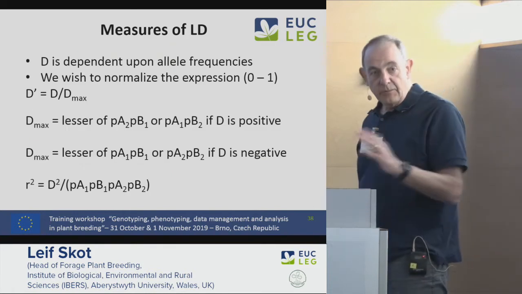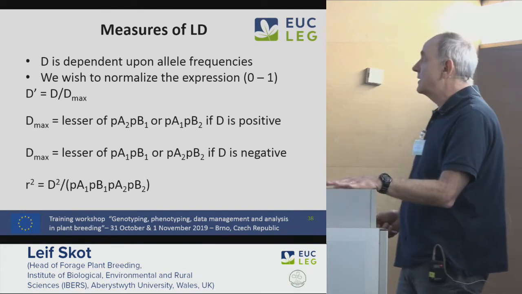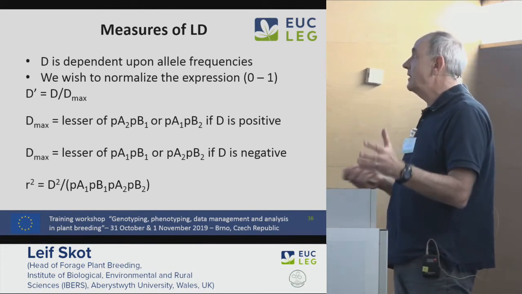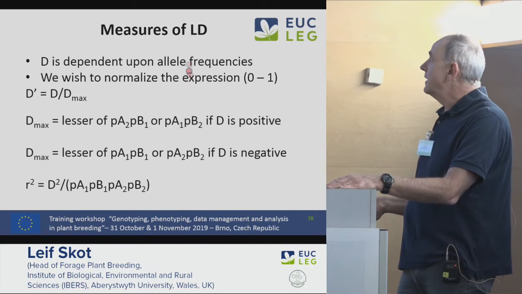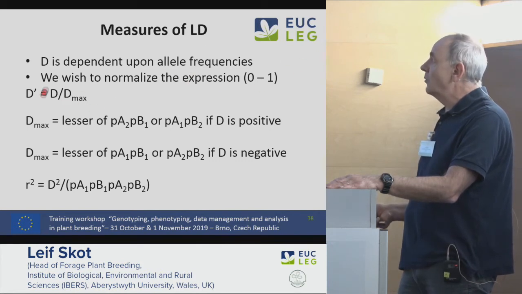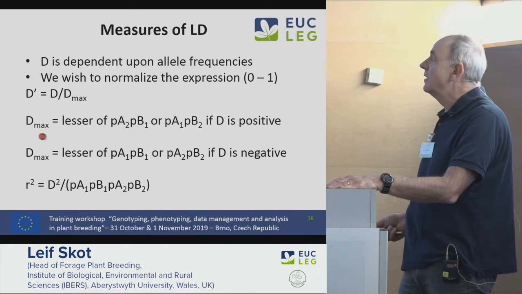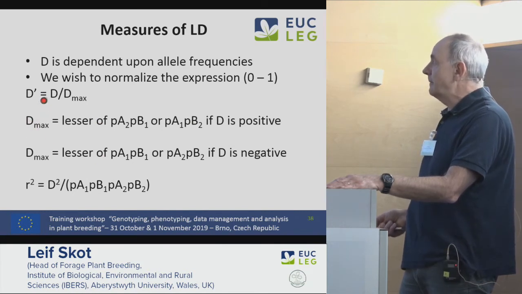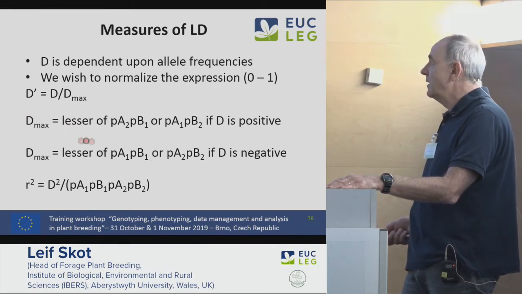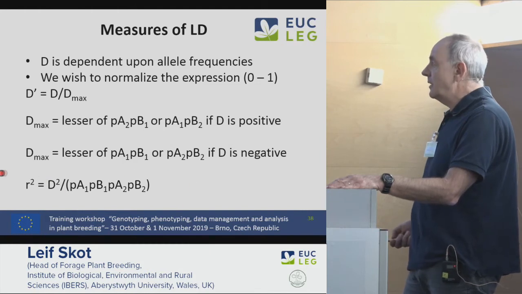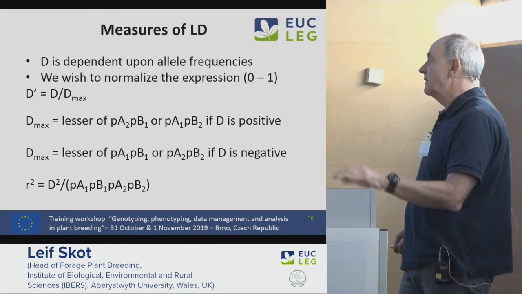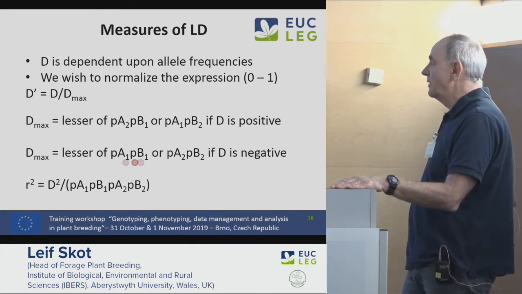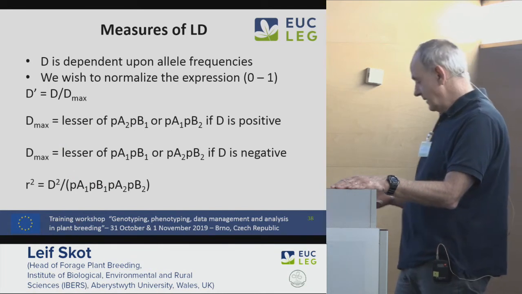The basic measure of LD was on the previous slide, but that's dependent on allele frequencies, so that can vary quite a lot. Ideally you want something that varies between 0 and 1. So people have devised various different measures of linkage disequilibrium. There's this D prime that's described here. And then there's the one that I guess people use mostly, which is the correlation, the squared D over the product of all the 4 potential allele frequencies at the 2 loci.